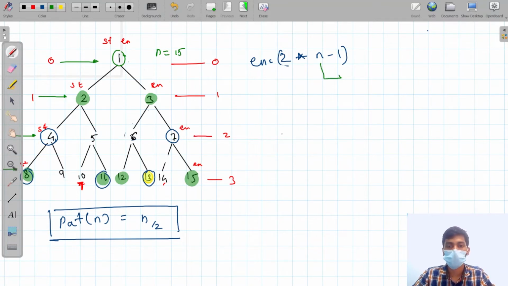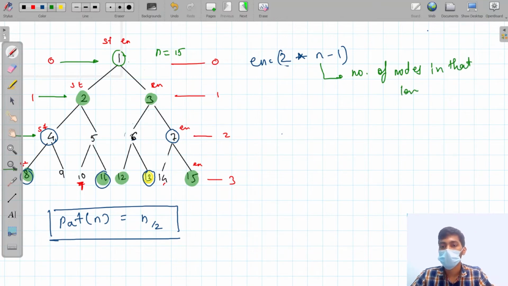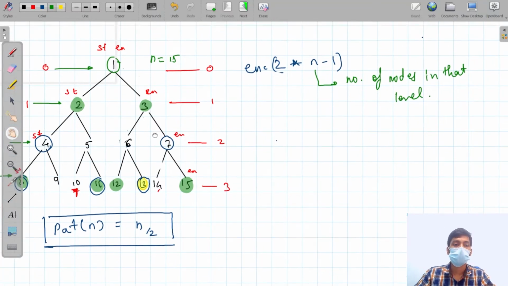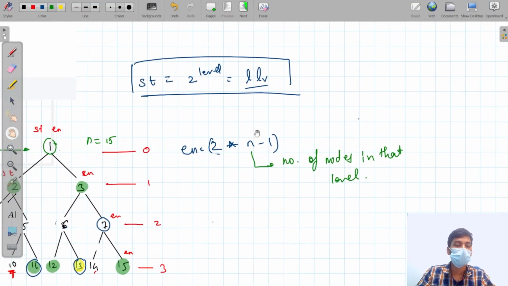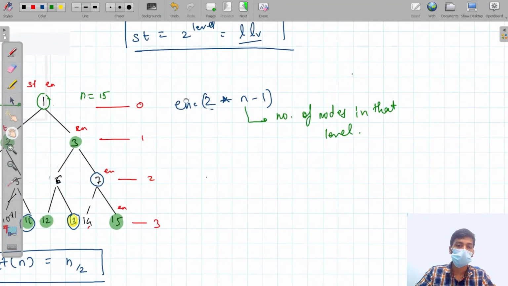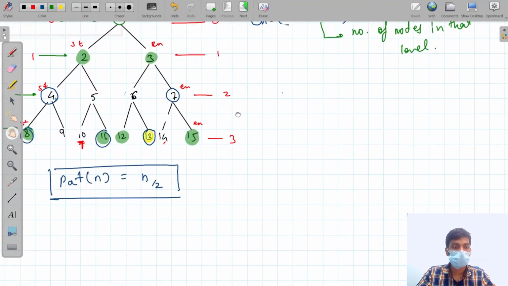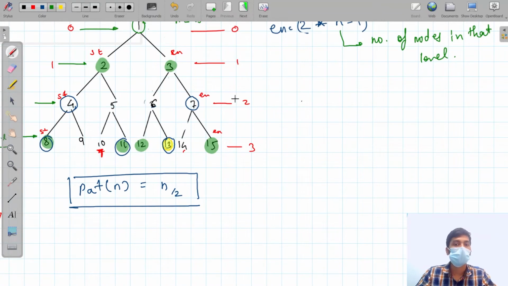The significance of this n is nothing but the number of nodes in that level. And we know that the last level value is nothing but the starting point, right? So now let's try for this 11. If I say that for this 11, find the ending point.